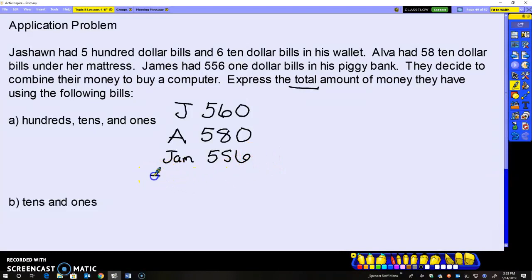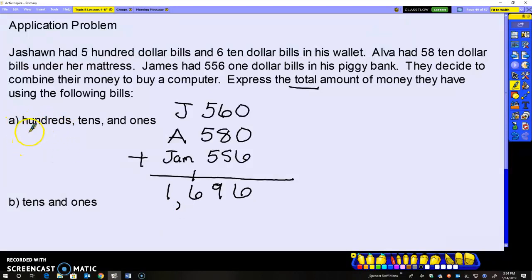So when they combine their money, I want this all together, so I'm going to add their money together. I have 14 plus 5, so 14 plus 5 gives me 9, 19. 5, 10, 15 plus 1 is 16. So I have $1,696 altogether.